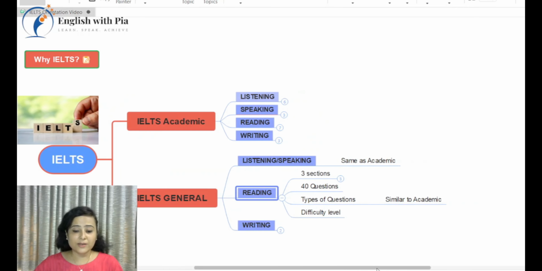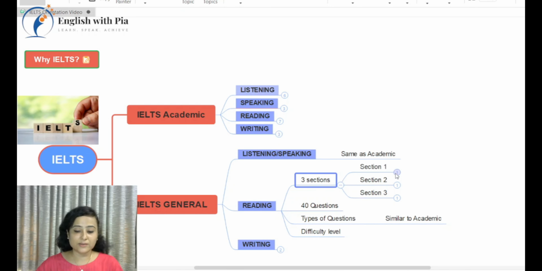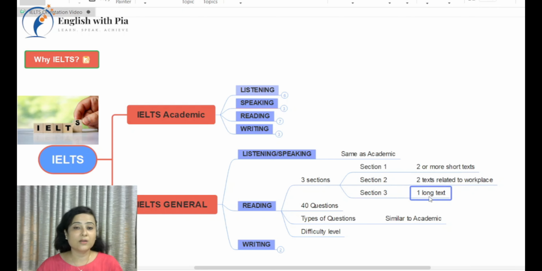Now here in reading, comparatively, the reading texts are a little bit easier as compared to the academic level. There will be 3 sections in the reading test, and section 1 usually has 2 or more short texts. So in academic, there will be 1 passage in section 1, whereas in the IELTS general test, there could be 2 or more short texts. So it is easy for a student to comprehend them. All right, section 2 consists of 2 texts related to the workplace, and section 3 is 1 long text.